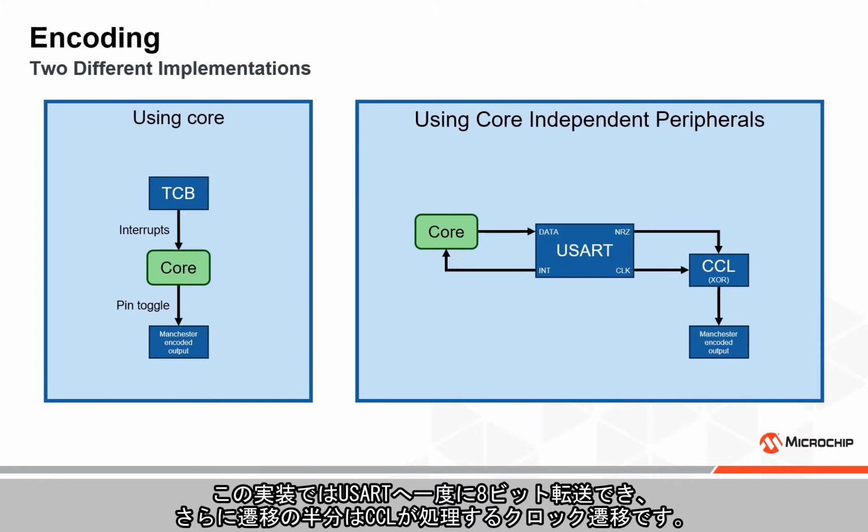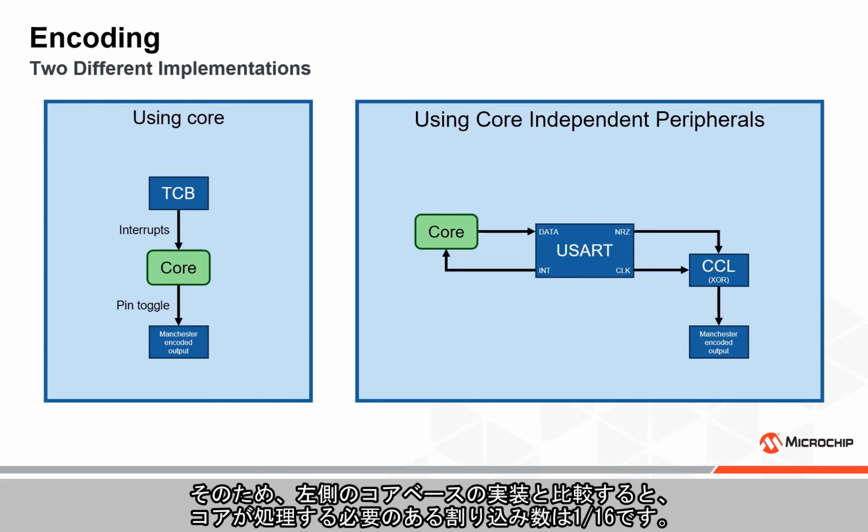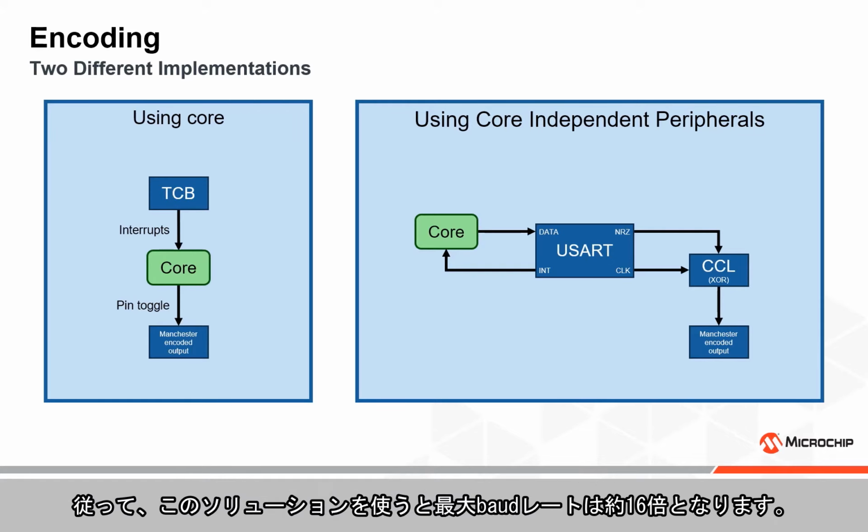Since we can transfer 8 bits to the USART at once, and since half of the transitions are clock transitions handled by the CCL, this implementation reduces the number of interrupts per time that the core must handle by a factor of 16, relative to the core-based implementation on the left. The maximum baud rate should therefore be about 16 times higher using this solution.